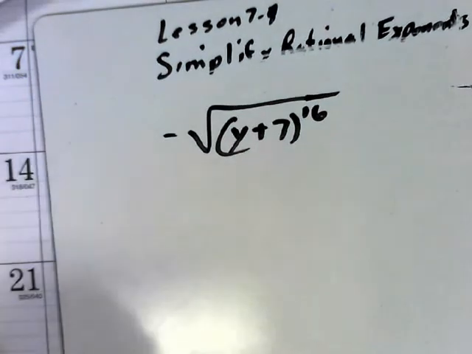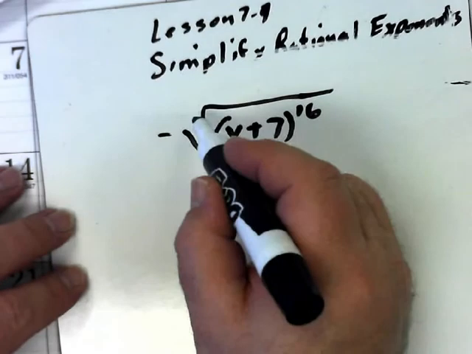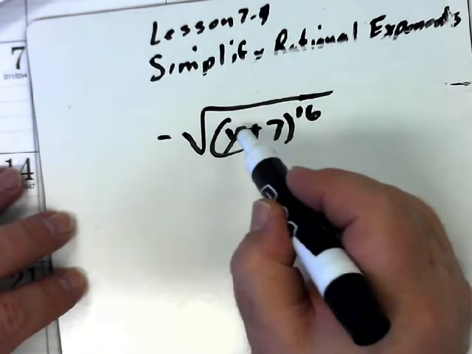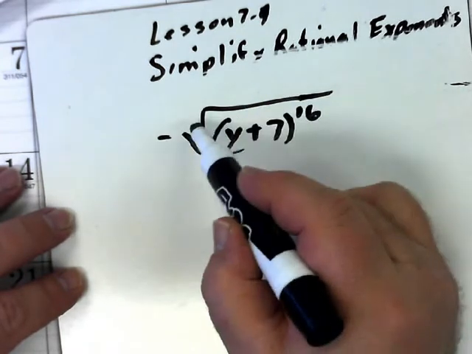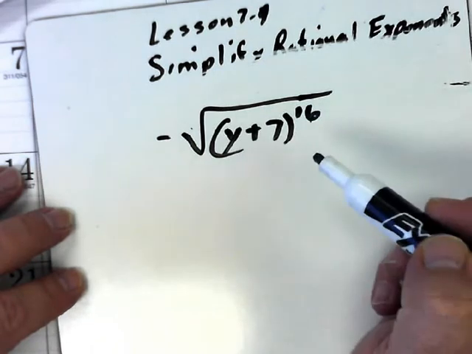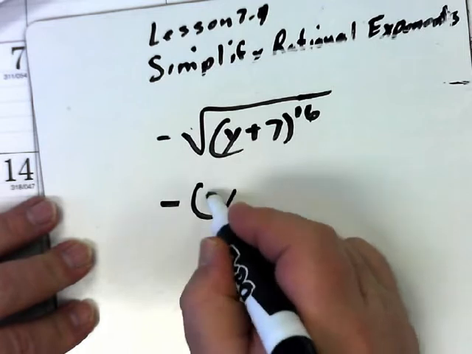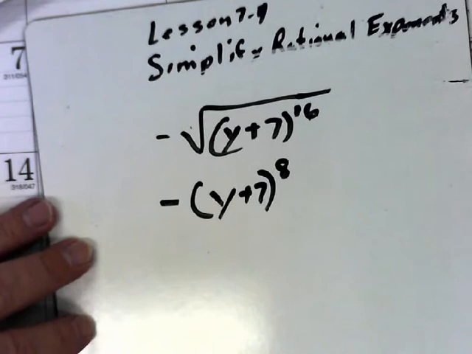So I have a negative the square root of y plus 7 in parentheses to the 16th power. What's the index? It's an implied 2, isn't it? So, since this whole y plus 7 is in parentheses, do I have to worry about anything inside the parentheses? No. So I'd take 2 into 16, so I'd have negative parentheses y plus 7 to the 8th power. Was there anything left over?